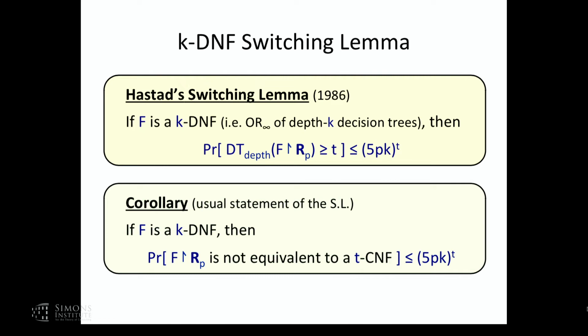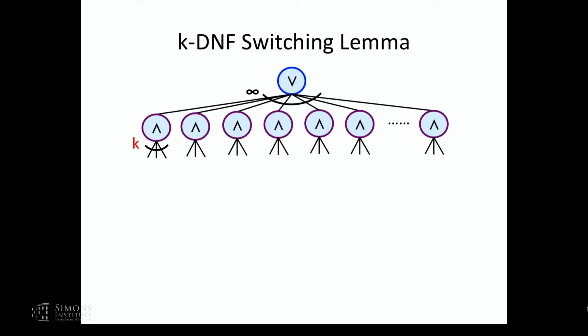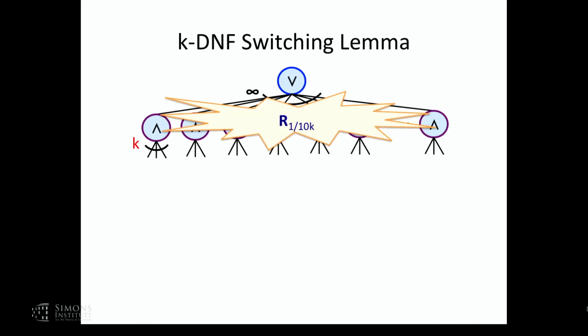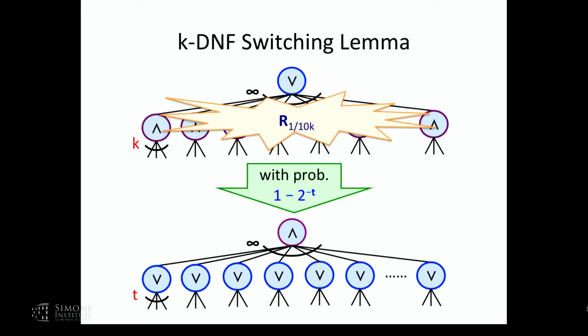And maybe just to mention the more familiar version of the statement of the switching lemma: if f is a k-DNF, then the probability that f restricted by a random restriction is not equivalent to a t-CNF is bounded by this. This is a consequence of this, but this version will be more convenient to think about. So maybe just to illustrate, here we have a k-DNF. We hit it with a random restriction where p is 1 over 10k. And then with probability 1 minus (1/2)^t, this becomes a width t CNF.